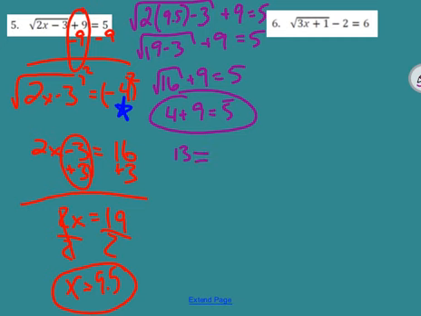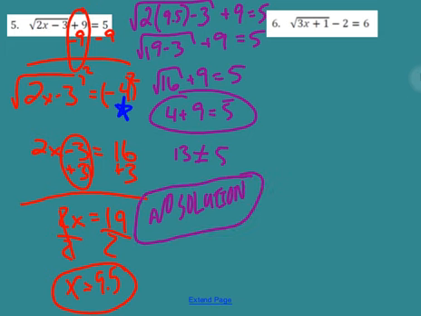13 cannot equal 5. So, I would probably write on this one, no solution. Right? Those values don't work. So you guys see that and go, okay, that number's smaller. I could have actually stopped right here.